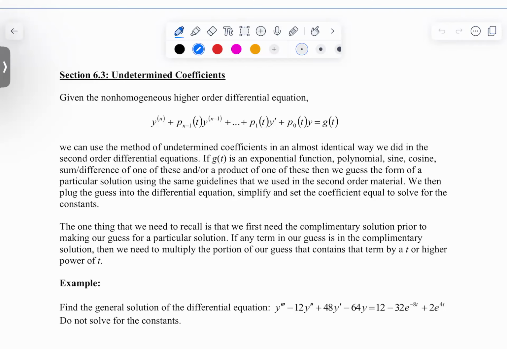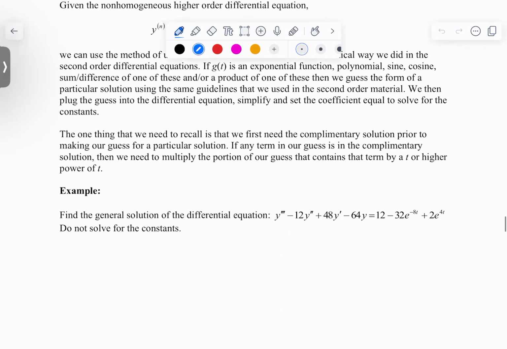This again extends. We have the complementary and the particular solution. This extends directly from what we did in chapter 4. Notice, find the general solution. Do not solve for the constants. The directions are the same as well, which means we need to focus on making sure we understand what the functions look like.